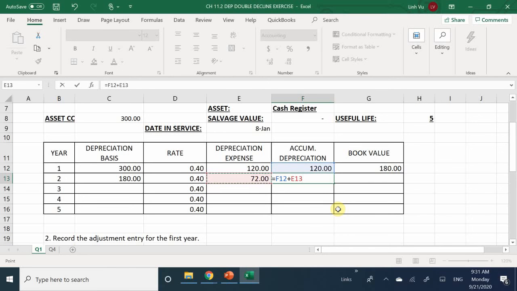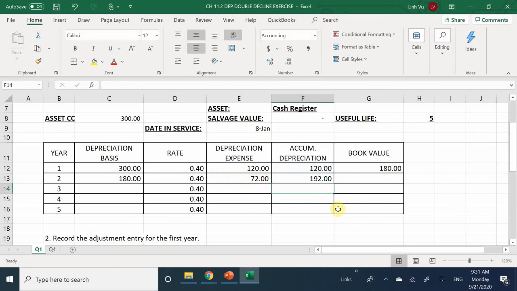What is my accumulated depreciation for year 2? It's going to be your previous year's accumulated depreciation, which is what? 120. You're going to add 72, so it's 192. Good.